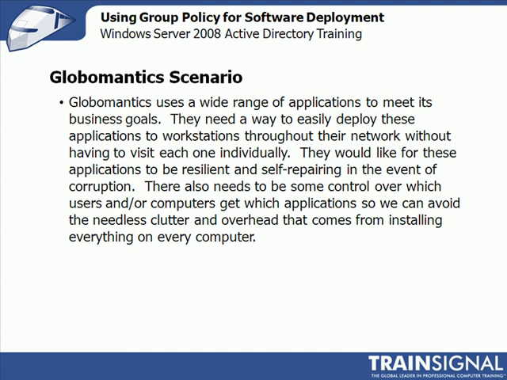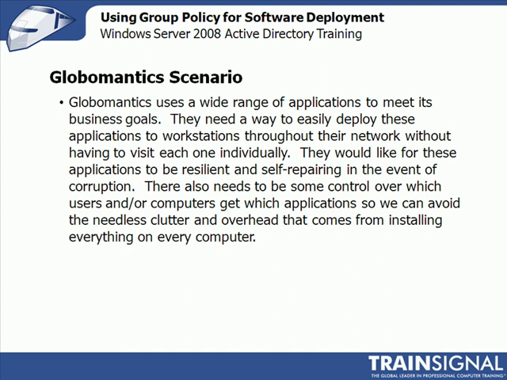Now, Global Mantix uses a wide range of applications to meet its business goals. They need a way to easily deploy these applications to workstations throughout their network without having to visit each one individually. So the first thing is by using group policy to deploy these applications, they won't have to go out and visit each of the individual computers. They would also like for these applications to be resilient and self-repairing in the event of corruption.